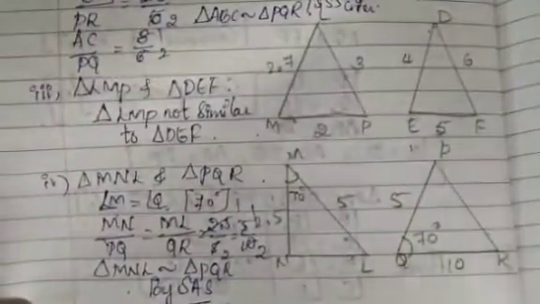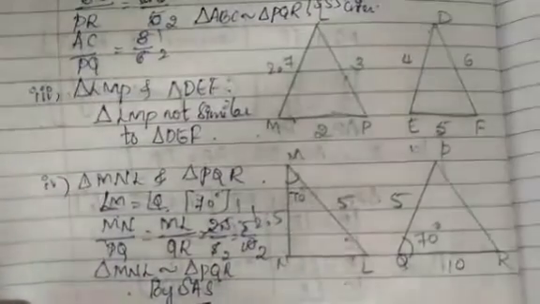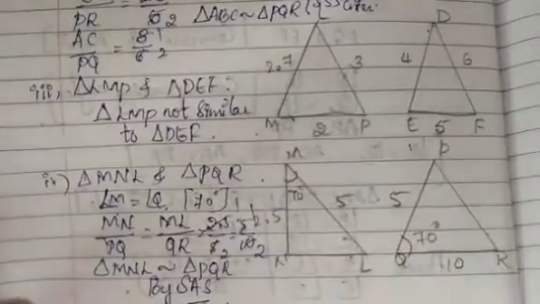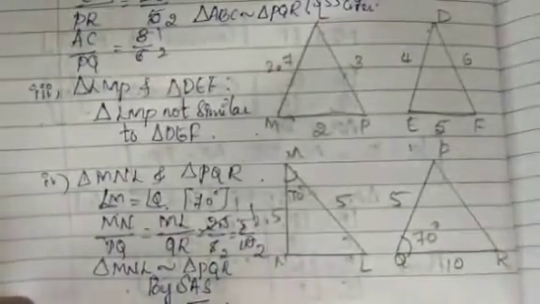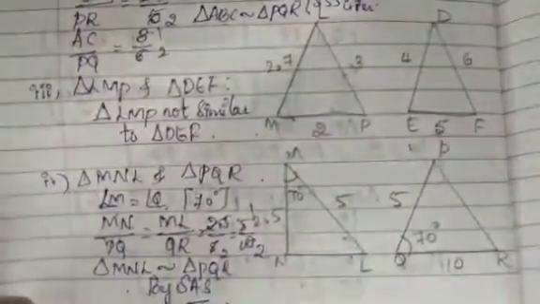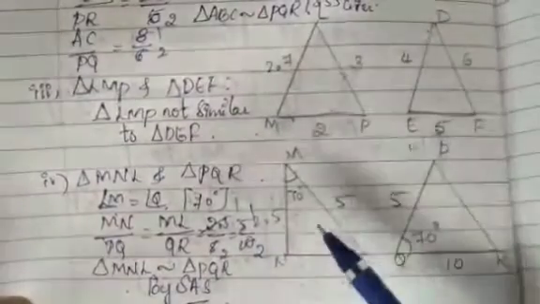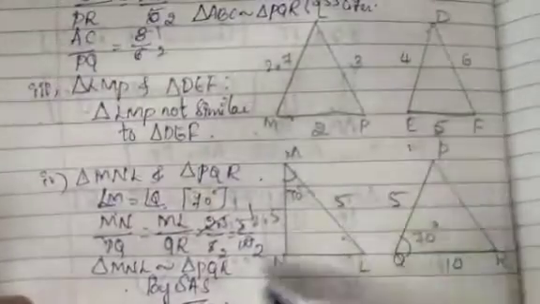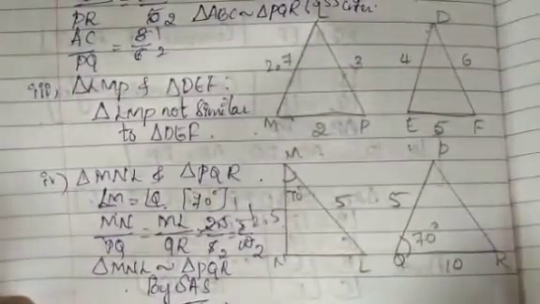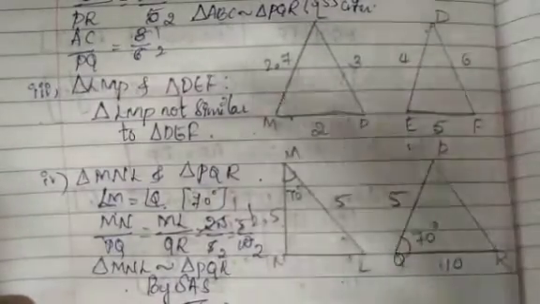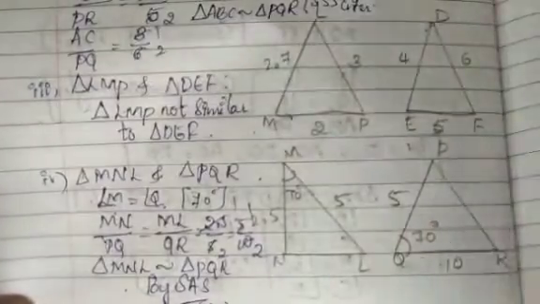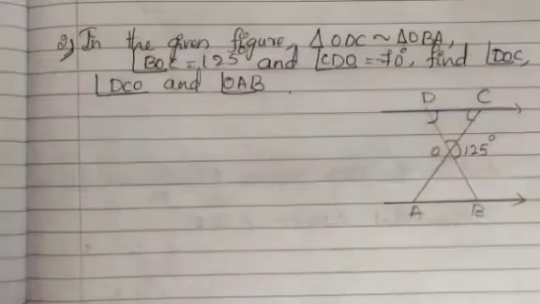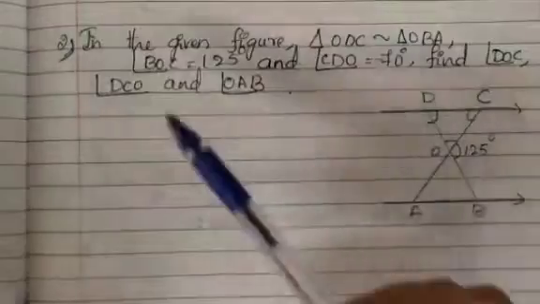So only 4 questions I have solved. Still 2 questions are remaining based on the same concept, that I want you people to do in your homework book. Same criteria: either you have to use SSS criteria or AAA criteria or this SAS criteria. Then you can say whether the two triangles or figures which I have given are similar or not. So similarly, let me go with the second question here.